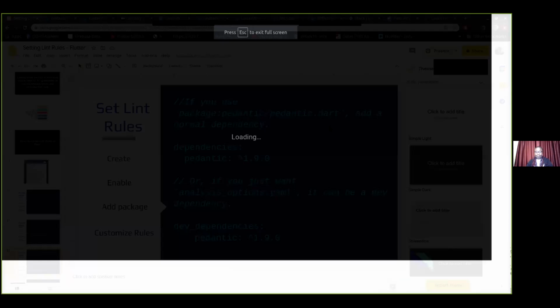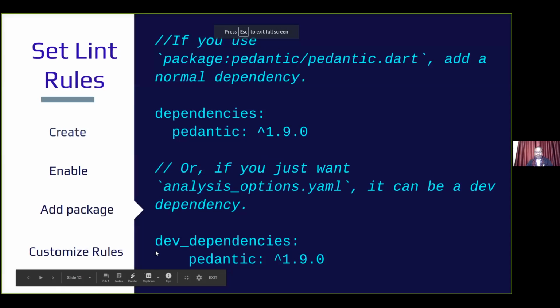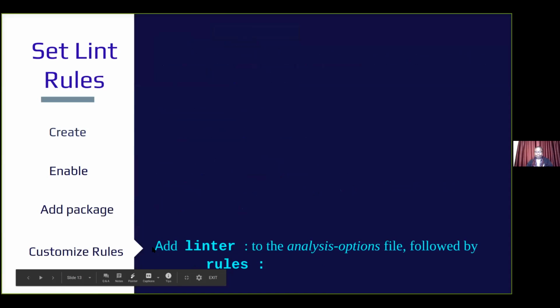Let me just do this. So when you want to customize your own rules according to maybe the rules of the company, you will have to add this within the analysis options file that you had already created. So you add this linter, then add rules. Then underneath the rules, you add the specific rules that you want to be enforced in that particular project.